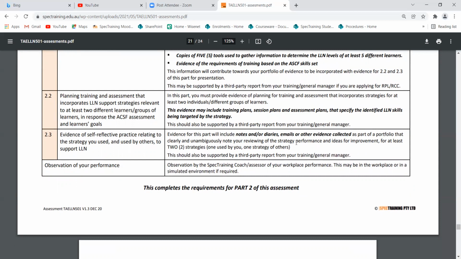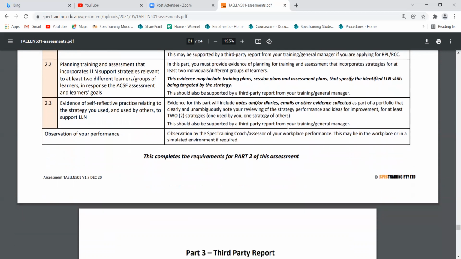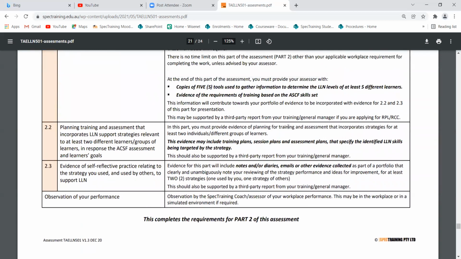Okay, so essentially this can be a couple of emails back and forth between you and colleagues, or it could be a self-reflection email sent to your manager, or even just a report that you write out. That's totally fine. And it needs to reflect on maybe even how successful those sessions were when you ran those sessions with those 2 learners up the top there.